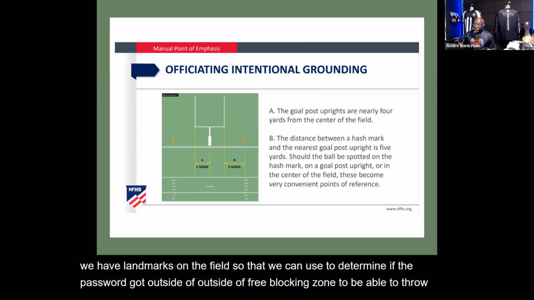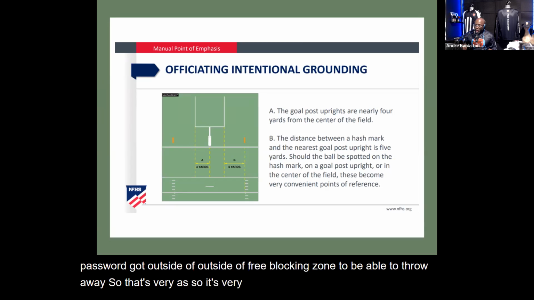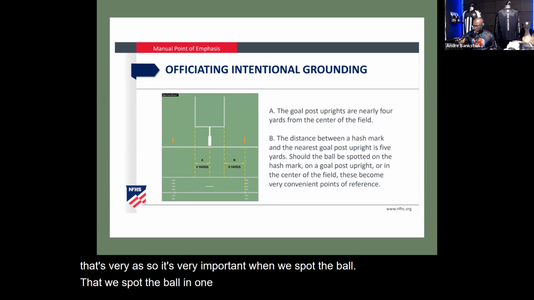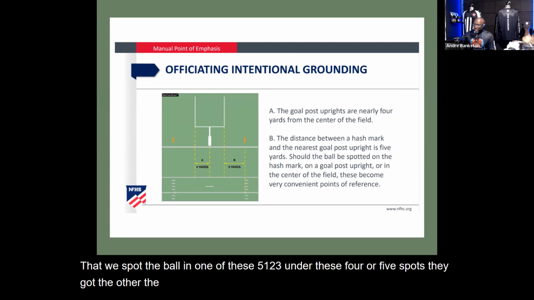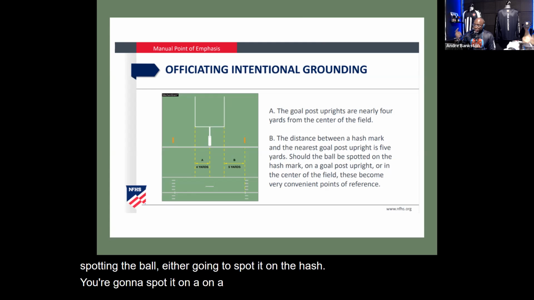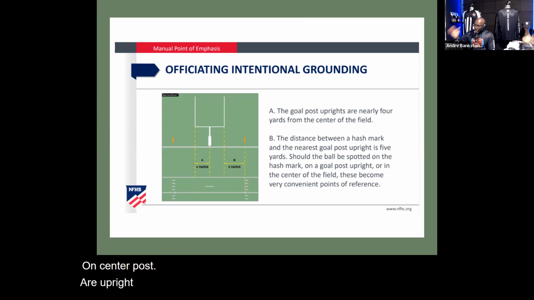So it's very important when we spot the ball that we spot it in one of these 4 or 5 spots. You've got the other hash, right? So if you're the umpire or if you're spotting the ball, you're going to spot it on the hash, on a goal post, on a center post, or the upright. I'm sorry, the upright. So the hash mark, the uprights, or the post, or the other hash.